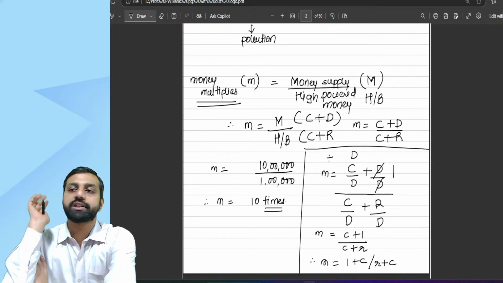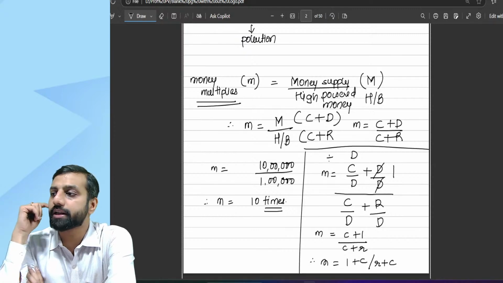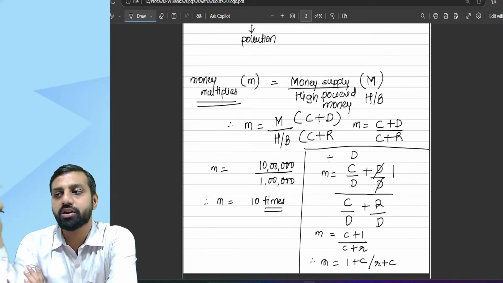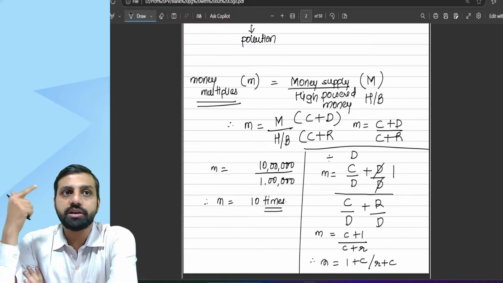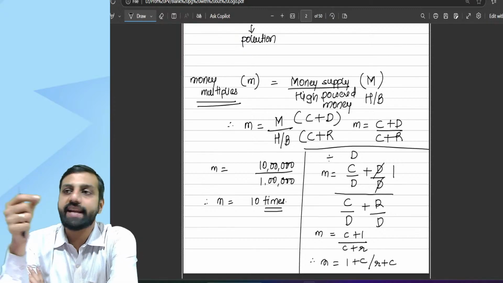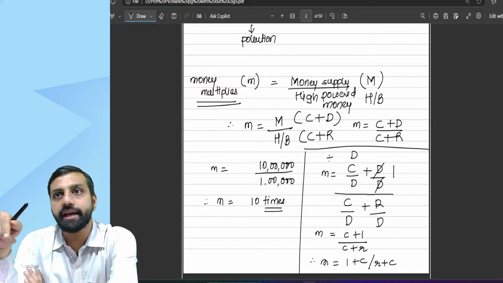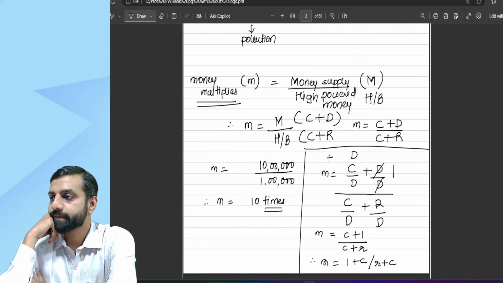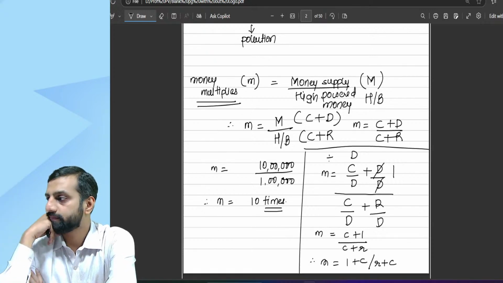Are you clear with the determinants of money multiplier? There are three determinants of money multiplier: behavior of central bank, behavior of commercial bank, and behavior of the public. Central bank issues high powered money. Under the concept of commercial bank, we have required reserve ratios and excess reserve ratios. And under the concept of public, we have currency to deposit ratio. Yes, Surya, do let me know if we are clear with this or not.